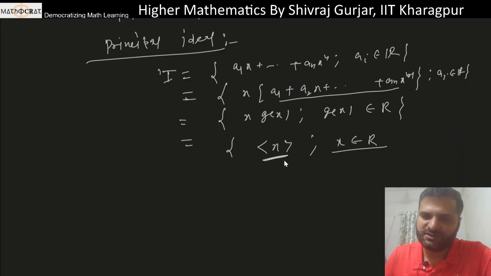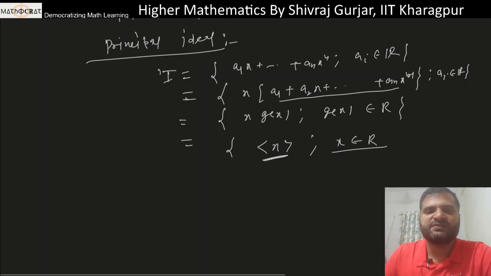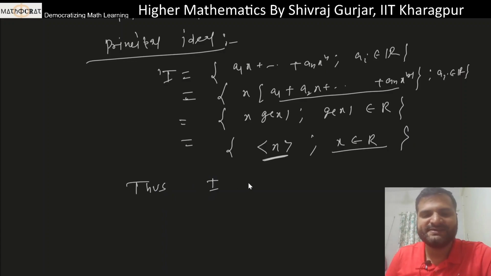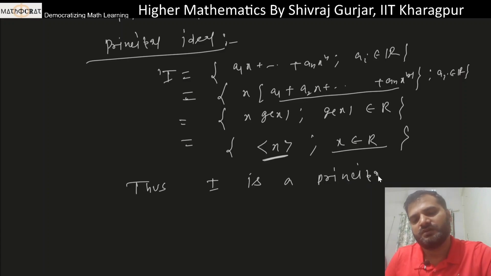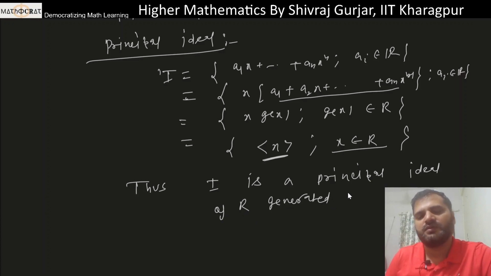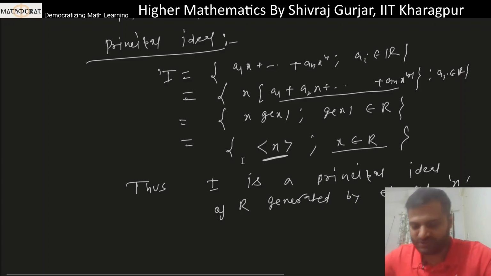If we write it in extended form, it is x into an element of R, which we have called g(x) here. This is in fact the definition of a principal ideal. Thus I is a principal ideal of R generated by the element x. Okay, I hope it is understood. So this is the concept of principal ideal.